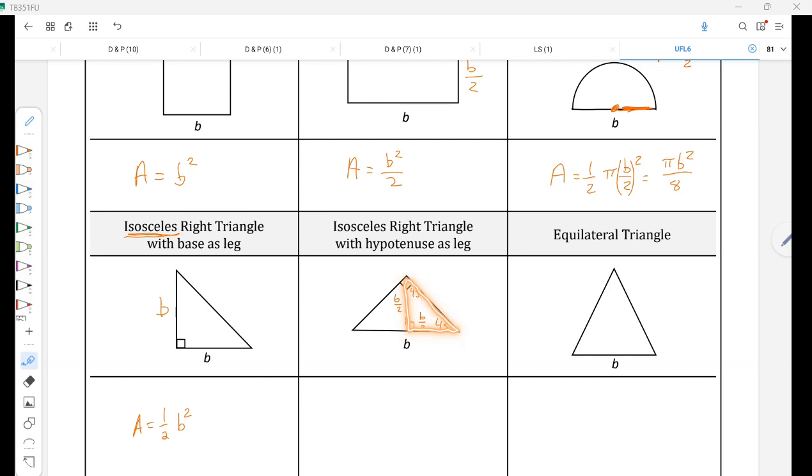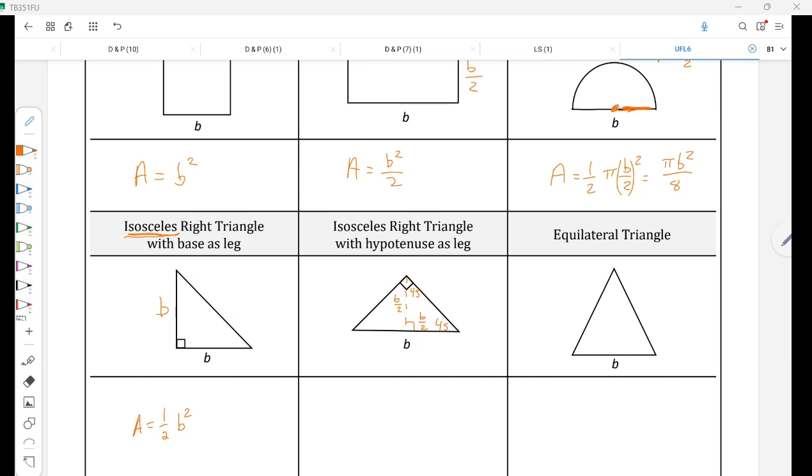So this is the triangle I'm focused on. It's got 2 45-degree angles, which make it isosceles, which mean these 2 sides are the same. This got cut in half when I drew in the height, and that means that this is b over 2 and that's b over 2. So I think, nope, slightly different formula. I was thinking this was going to be the same.